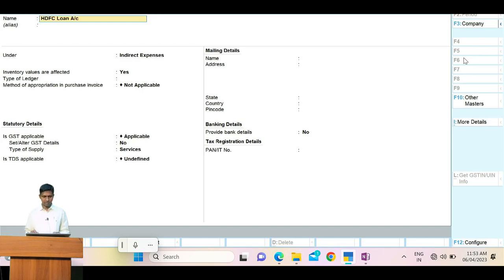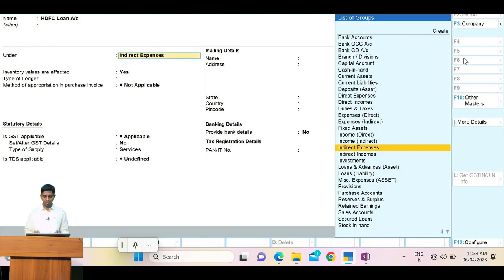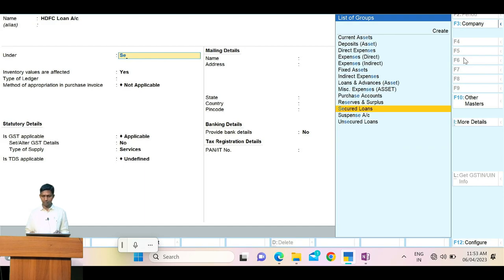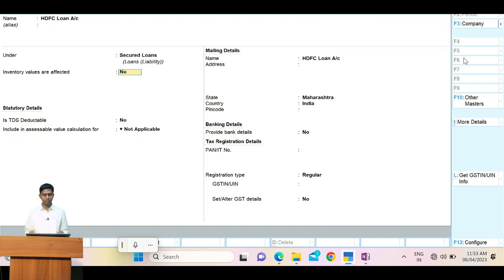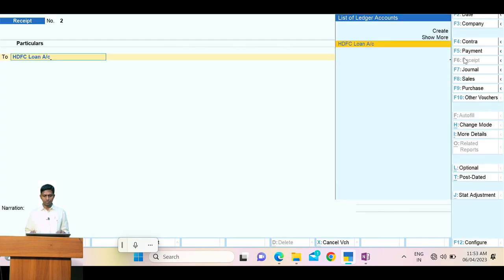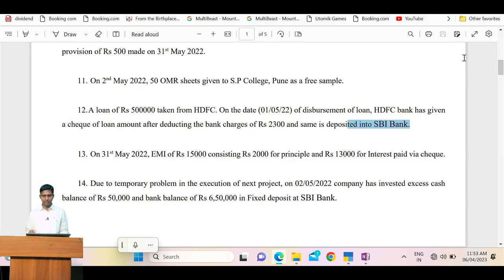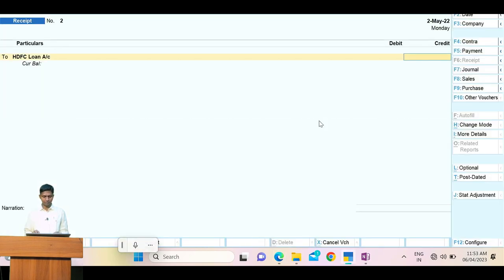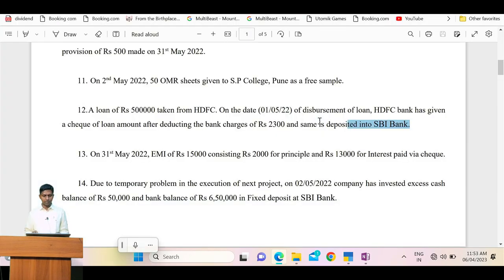HDFC loan account. HDFC loan under what? Under secured loan, because generally banks give secured loans. Enter other details, no need to provide. And then what? 5 lakhs rupees. 5 lakhs, let's say 5 lakhs. And then we're going to deposit that in SBI.